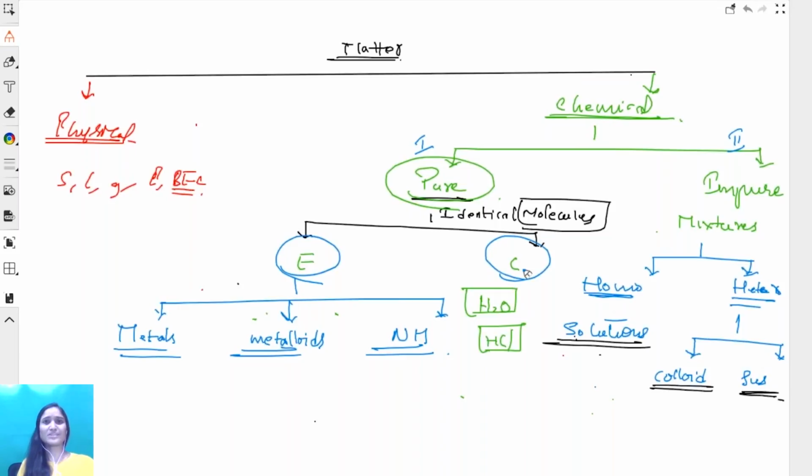Elements are further classified into three types based on what? Based on their chemical properties. How do they react with other atoms? Elements are further classified into three types: metals, non-metals, and metalloids. And we know what metals are, what metalloids are, what non-metals are. Do we know it? Yeah.